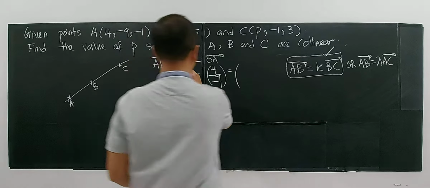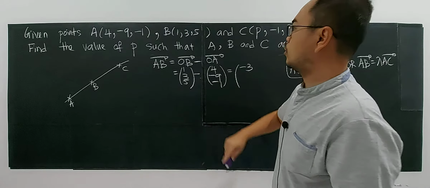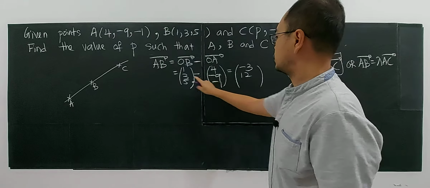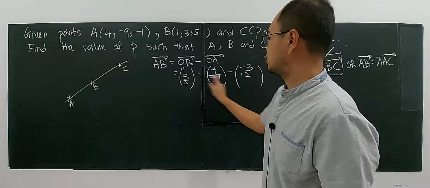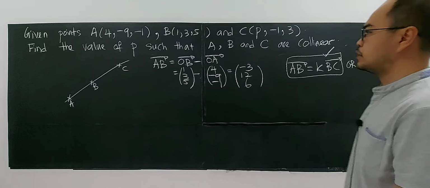So we have 1 minus 4, negative 3, right? 1 minus 4, negative 3. 3 minus, you have 12. You see, positive, right? 9 plus 3, 12. 5, you have 6, right? So this is your AB.